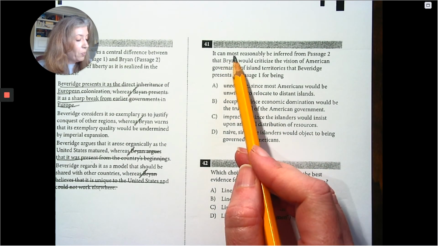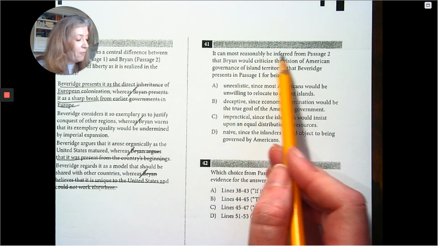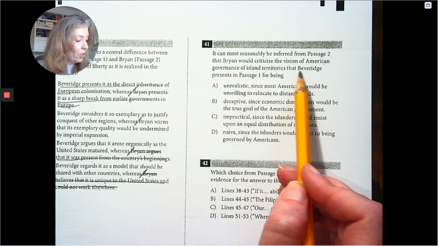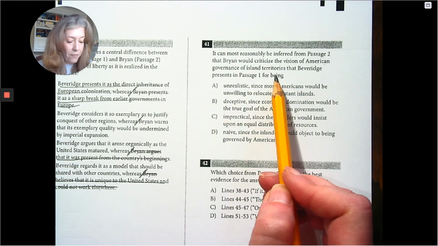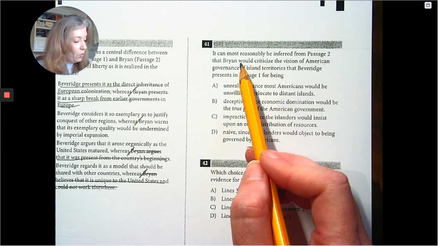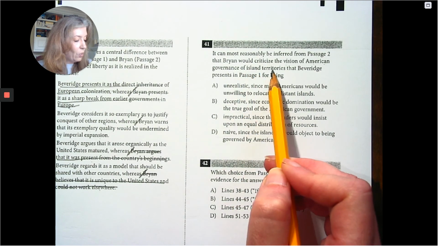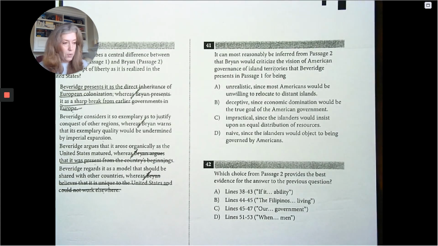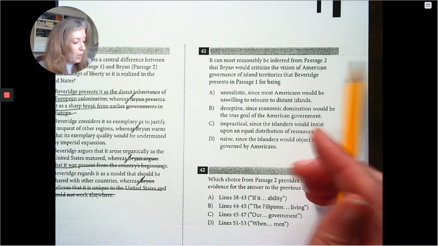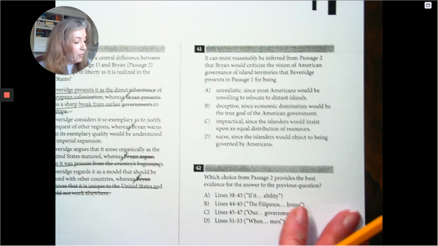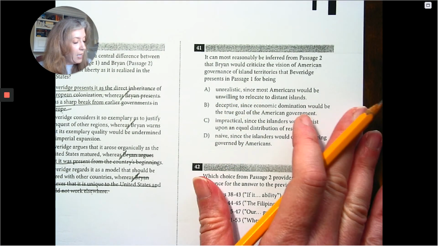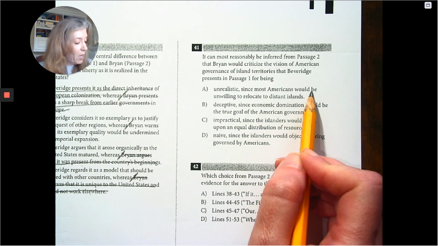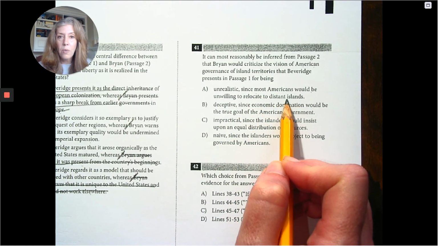It can most reasonably be inferred from passage 2 that Bryan would criticize the vision of American governments of island territories that Beveridge presents in passage 1 for B. So criticize the vision of American governments of island territories. Again, that was basically our theme, where he's saying criticize the vision of American governments. He'd be saying that Beveridge was unrealistic since most Americans would be unwilling to relocate to distant islands. Not true.